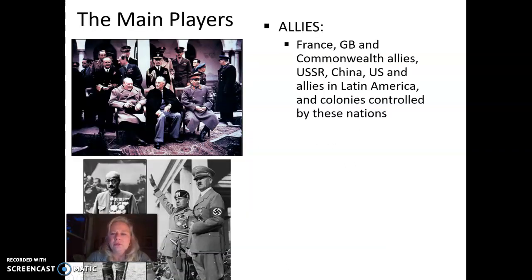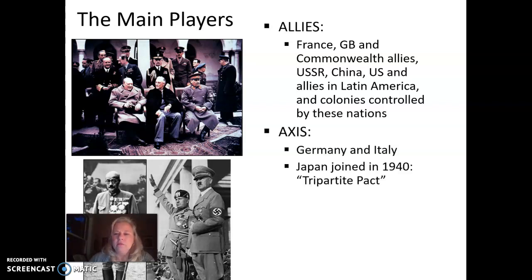So who are the main players in this war? It's classically called the Axis and the Allies. We see in this picture here Roosevelt in the center, Stalin and Churchill, and they represent, of course, the US, USSR, and Great Britain. But also, Great Britain had Commonwealth allies. These are former colonies of Great Britain that were considered still to be part of what they called the Commonwealth. Also, allies in Latin America and other colonies controlled by these nations were all part of the Allies.